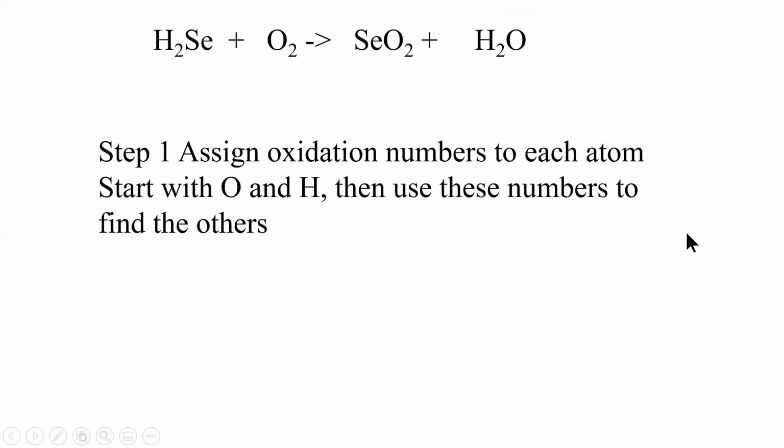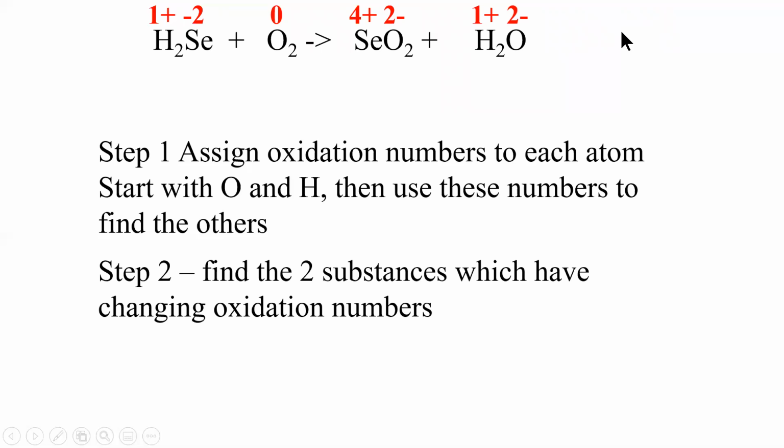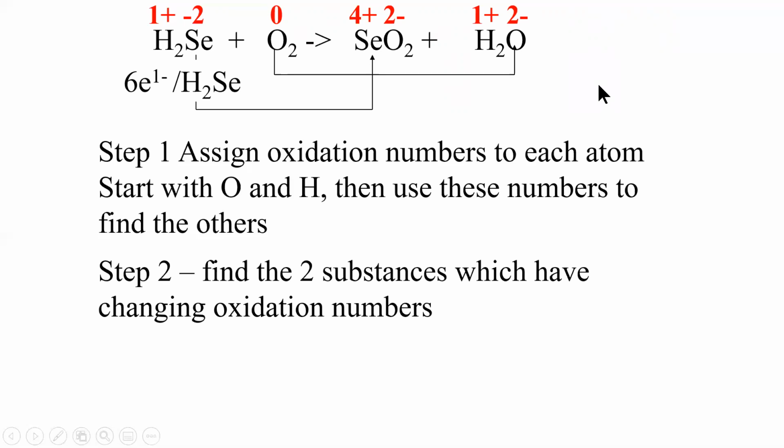So the next one we're going to do is use oxidation states again. Hydrogen's +1, oxygen is 0, oxygen is -2, hydrogen is +1. And again, we can see that in this case, selenium is a -2. In this case, it's a -4, so it's a +4. We can see oxygen went from a 0 state to a -2 state. So we're going to identify those 2 substances. Selenium is going, again, like I said, from a -2 to a +4 state.